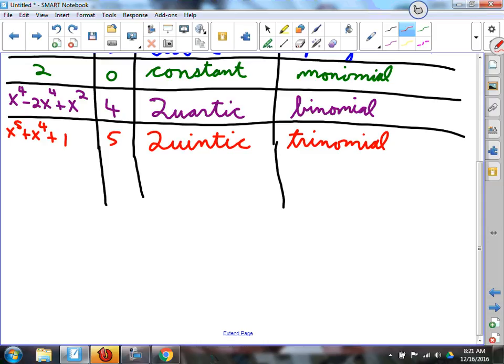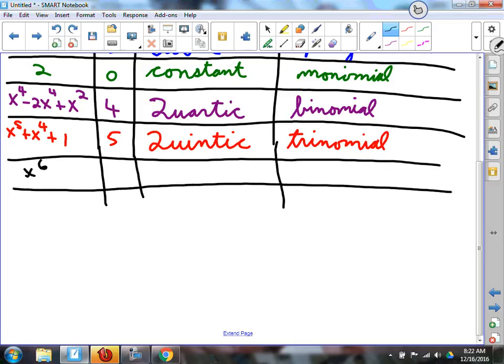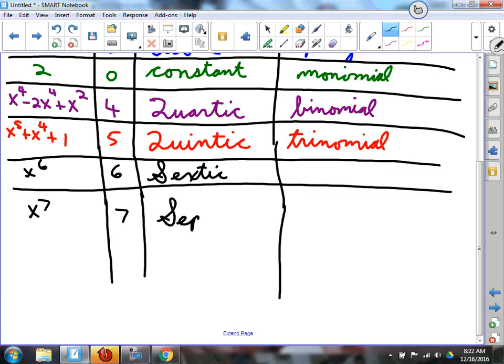I know what you're thinking. You're thinking, Mr. Minnick, what happens if we have an x to the 6th? Or what happens if we have an x to the 7th? Because a lot of people want to make this x to the 6th, a lot of people want to make this one sextic. Well, I've got news for you. You can't. Because if you made that one sextic, then you would have to make this next one septic. And that would really stink.